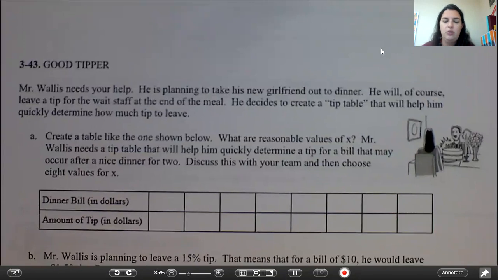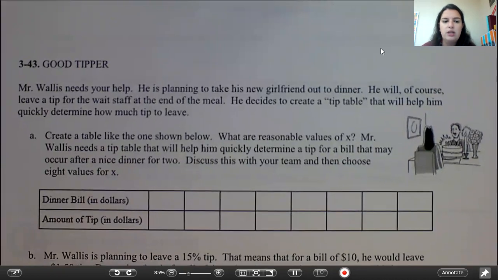So we're going to start with problem 3-43. It's titled Good Tipper. Mr. Wallace needs your help. He is planning to take his new girlfriend out to dinner. He will, of course, leave a tip for the waitstaff at the end of the meal. He decides to create a tip table that will help him quickly determine how much tip to leave.